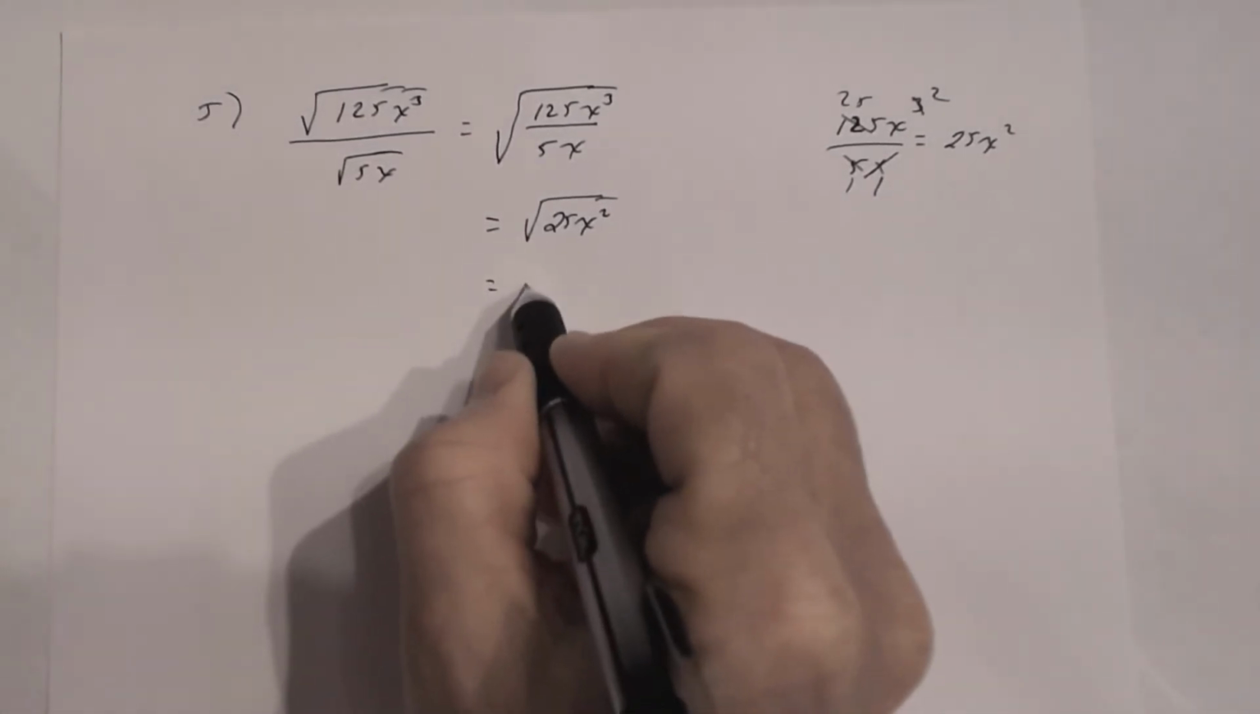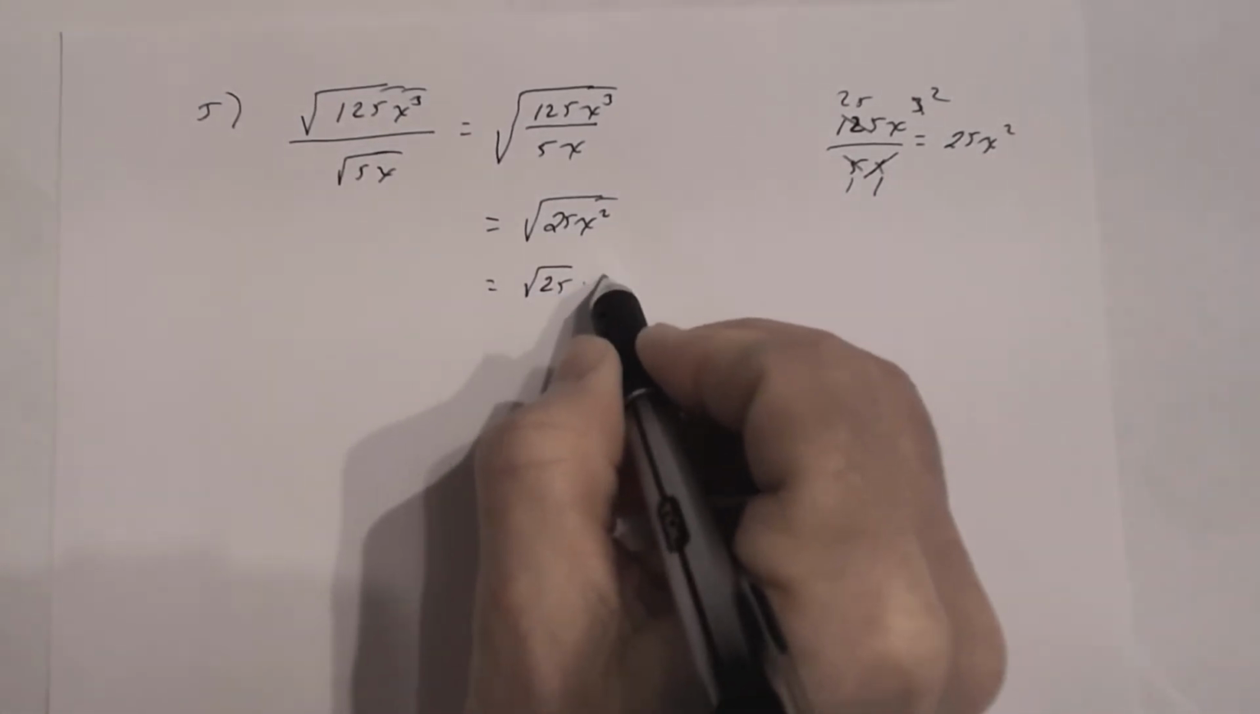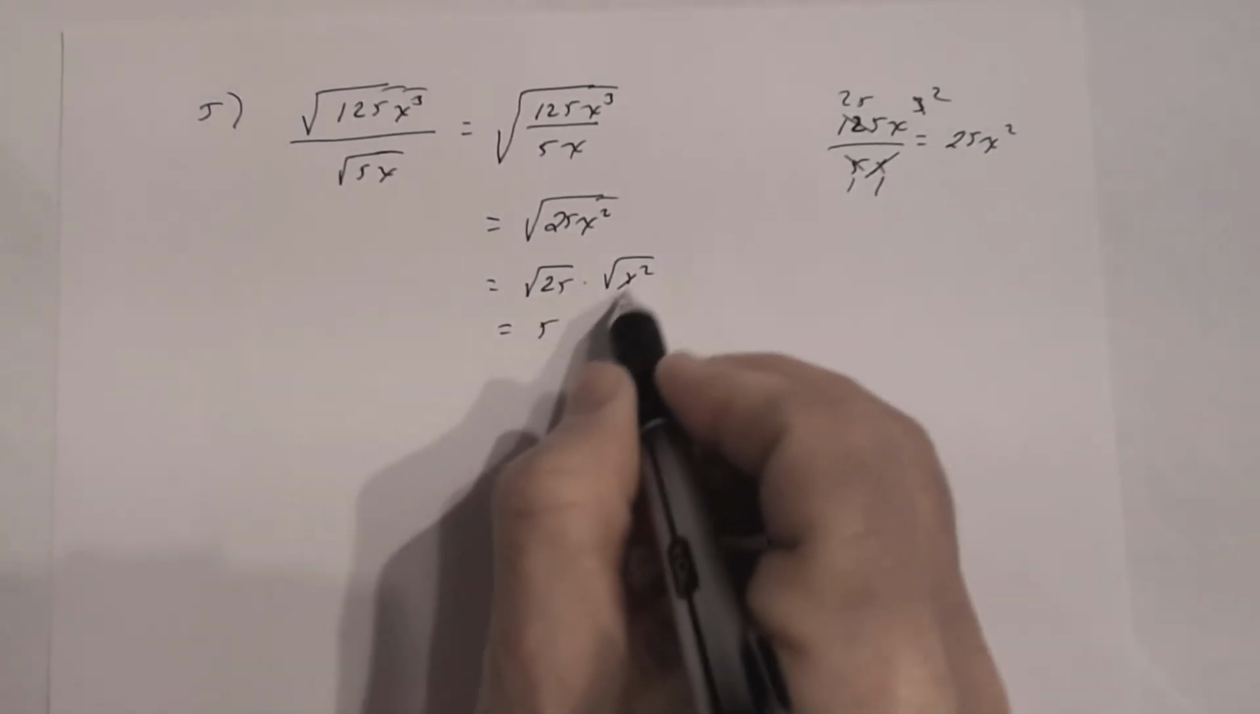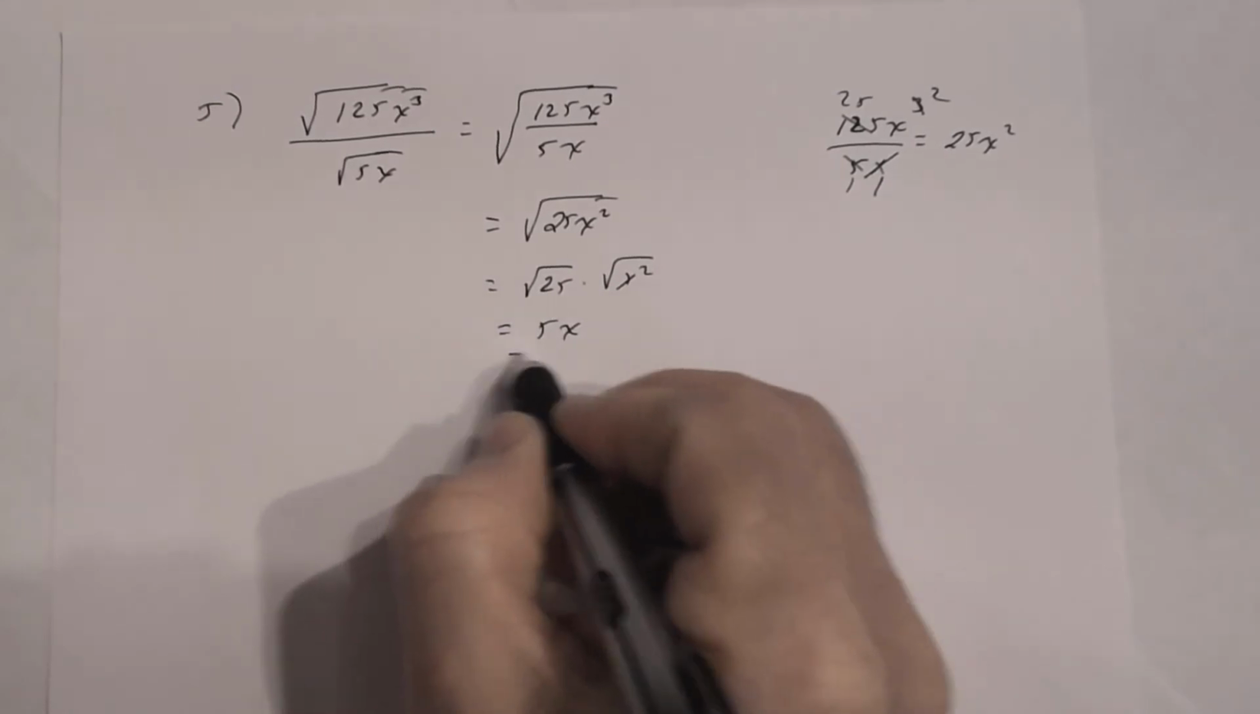So when I use a product rule, I get the square root of 25 times the square root of x squared. And the square root of 25 is 5. And the square root of x squared is just x. And so there's the answer.